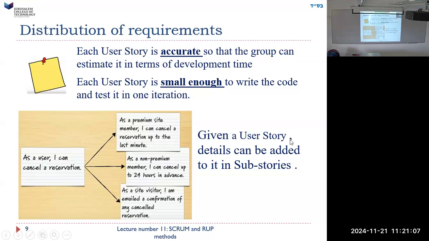So here's an example. Given a story, details can be added into sub-stories. "As a user, I want to be able to cancel reservations." That's a story. But canceling a reservation may be of different types. "As a premium site member, I can cancel a reservation up to the last minute." "As a non-premium member, I can cancel it up to 24 hours in advance." "As a site visitor, I am emailed a confirmation of any canceled reservations." In other words, that's the only way you find out if you're a visitor, because you don't have a membership. You have to get an email.